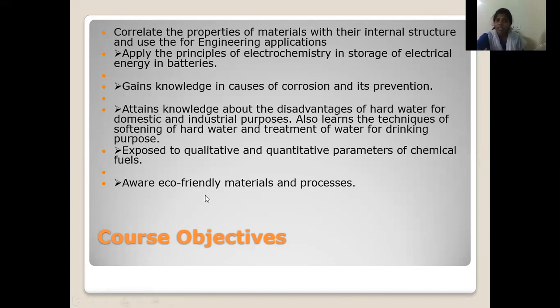And the last one, aware of eco-friendly materials and the process. This is the last unit. The last unit is the green chemistry. By using green chemistry, we can get an idea of how to save the environment and what are the eco-friendly techniques we have in the green chemistry principles. So these are the basic course objectives from each and every unit.